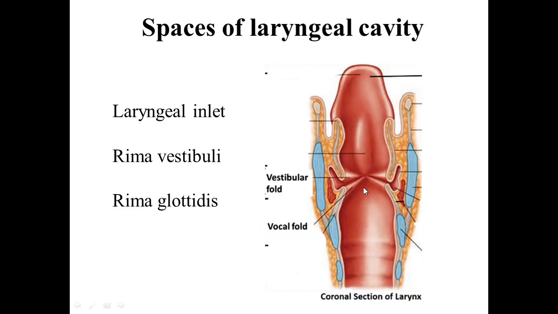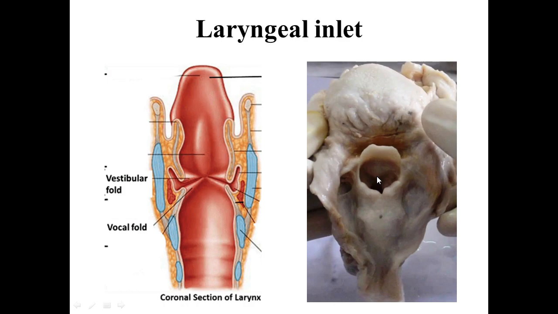Now, which are the spaces of the laryngeal cavity? The laryngeal cavity consists of three spaces: the laryngeal inlet, then the rima vestibuli and the rima glottidis. Now the laryngeal inlet is the space between the two aryepiglottic folds. These are the two aryepiglottic folds. The space between the two aryepiglottic folds is called the laryngeal inlet.